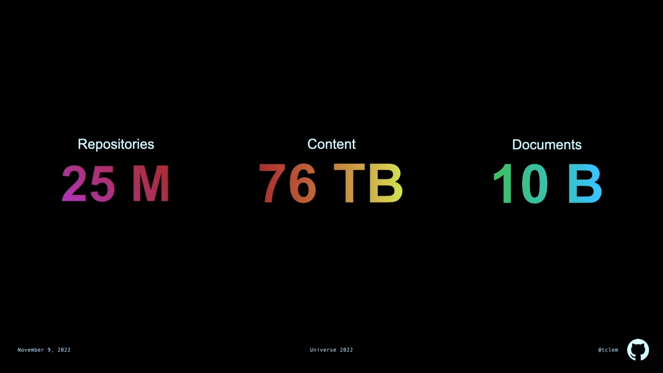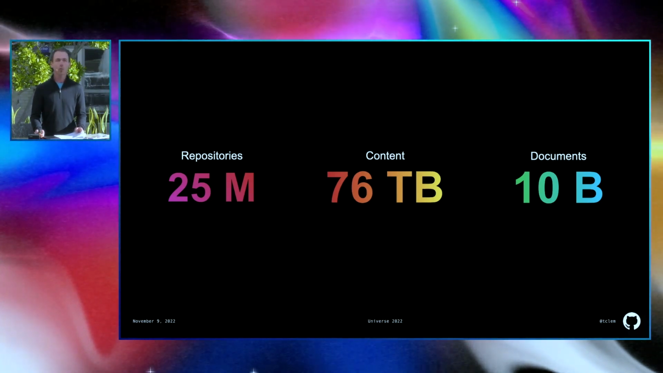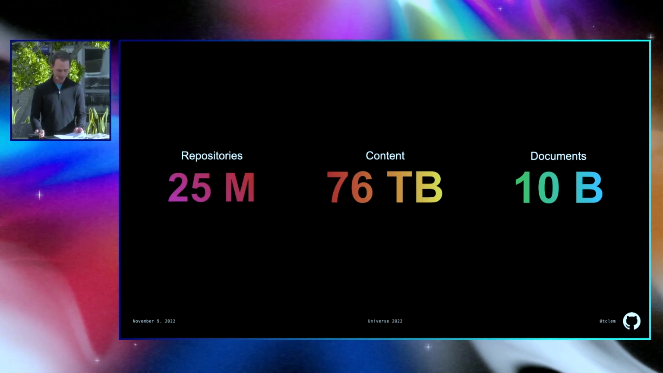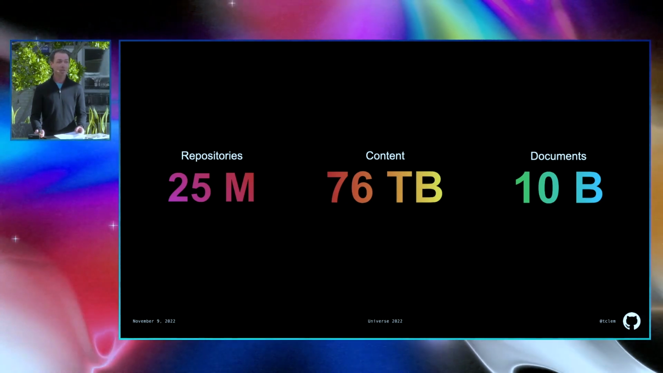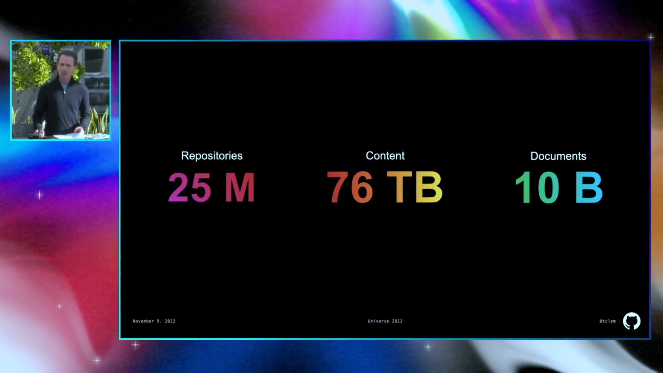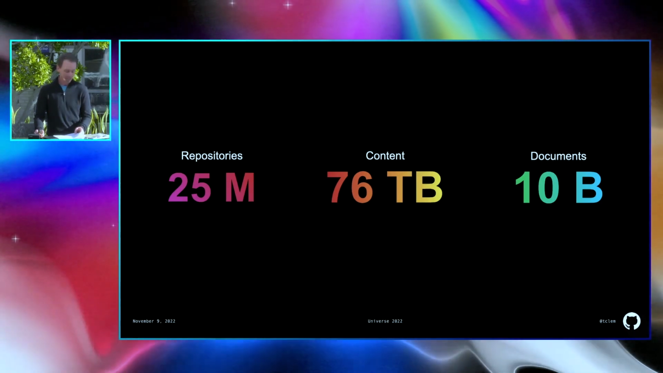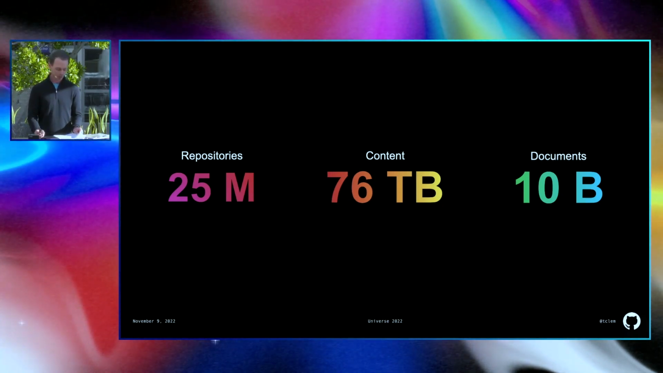Actually, before I answer that, let's take a look at some real numbers. We've been running a tech preview of this for most of the year on cs.github.com, and here are some of our current statistics. You can search over 25 million repositories, representing 76 terabytes of code and 10 billion unique documents. That's a lot of data, and that's a lot of code. So the answer to my question about how to build a system that allows searching all this code is, you need an index. But before we talk about search indices, I want to explore one alternate approach.